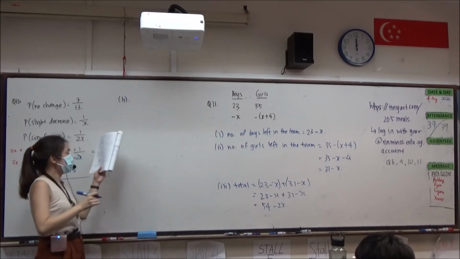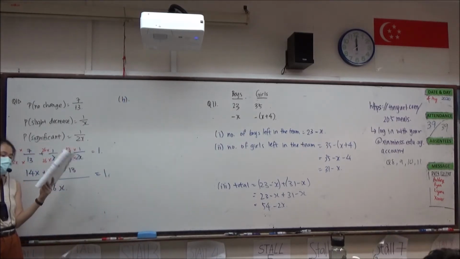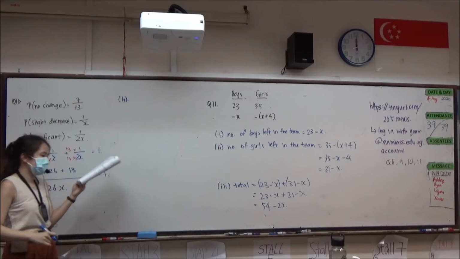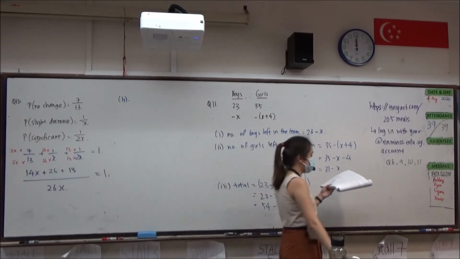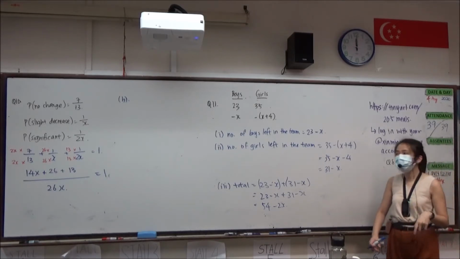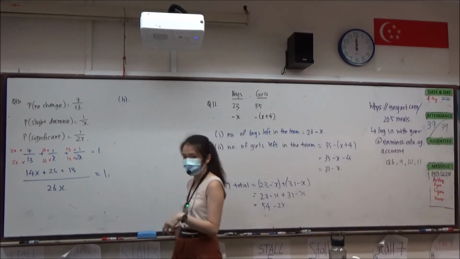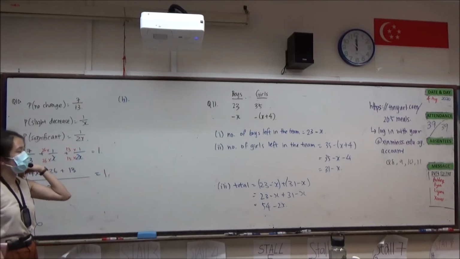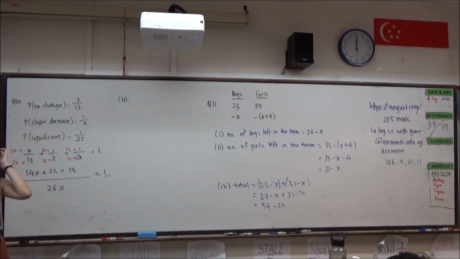Then in part B, it says that the probability of selecting a boy at random for an event becomes 2 over 5. Find the value of x. So how will we express in terms of x the probability of selecting a boy? What will the probability of selecting a boy be?